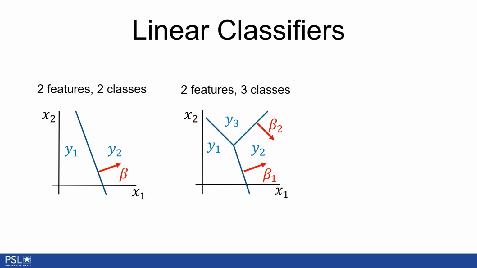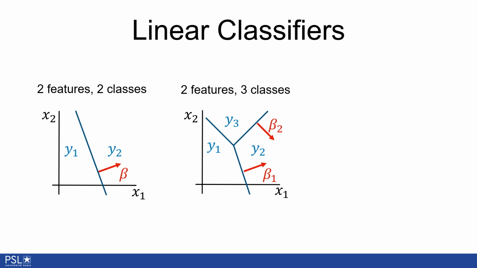Let's now move to a slightly more complex case, where we still have 2 input features, but now 3 output classes. Each output class defines a region in the input space. So we now have 3 regions, and if the classifier is linear, the boundaries between regions are straight lines. So each of the boundaries is now defined by a vector beta that corresponds to a class.